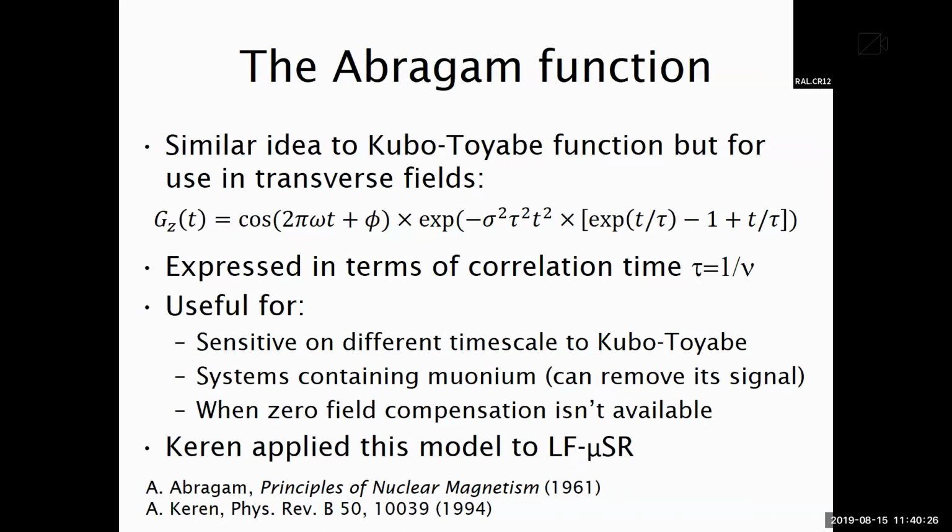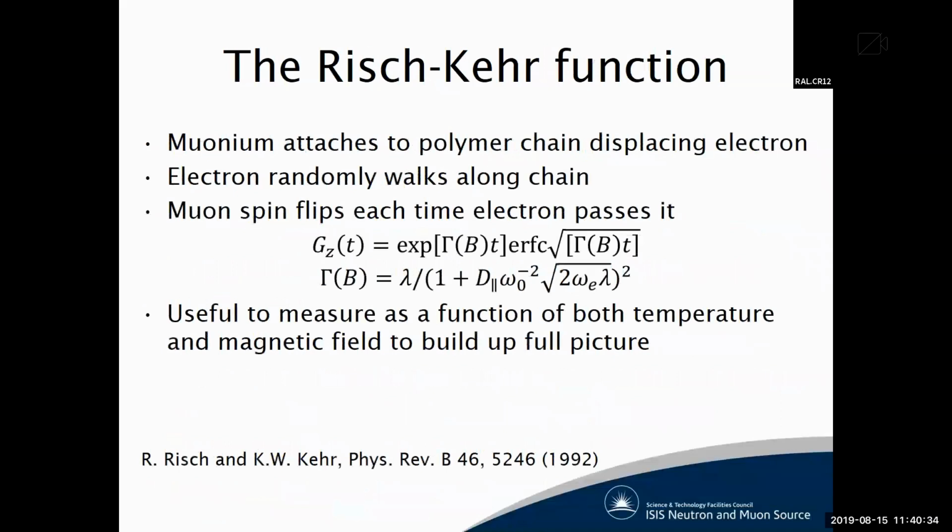Now, this basic model you can also apply to longitudinal field µSR, and that was shown by Keren in the mid-90s. And then in the case of electron motion, you have something completely different. The muonium is going to attach to a polymer chain. The electron whizzes off down the chain, it comes back on a sort of random walk, and every time it comes back to the muon, it's going to flip the muon spin. And you get quite a complex and exotic relaxation function there, but you can certainly find examples of it.